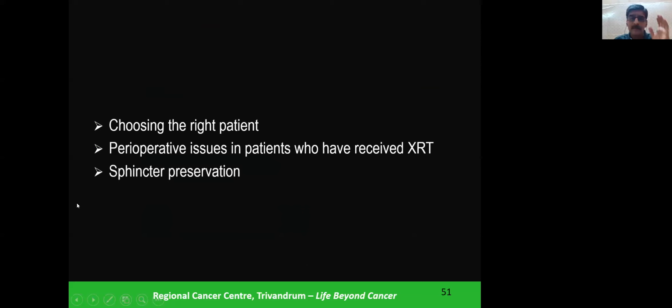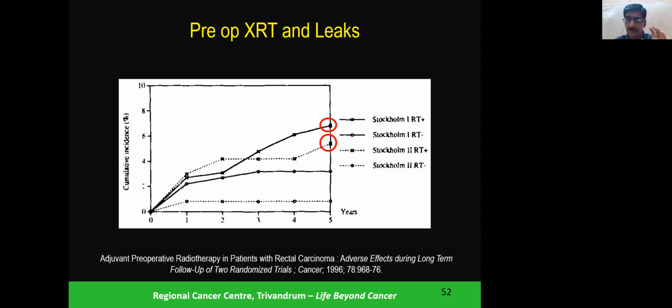Now, the second question is, once you have chosen the right patient for the right treatment modality, what are the perioperative issues? We're all concerned about the postoperative leaks, especially when the patient has had radiation. And we know that if you have given radiation preoperatively, the incidence of leak is much higher than in patients who have not received radiation. And the incidence of leak doesn't differ between short course RT and long course RT. That's one point I want to stress for all surgeons.